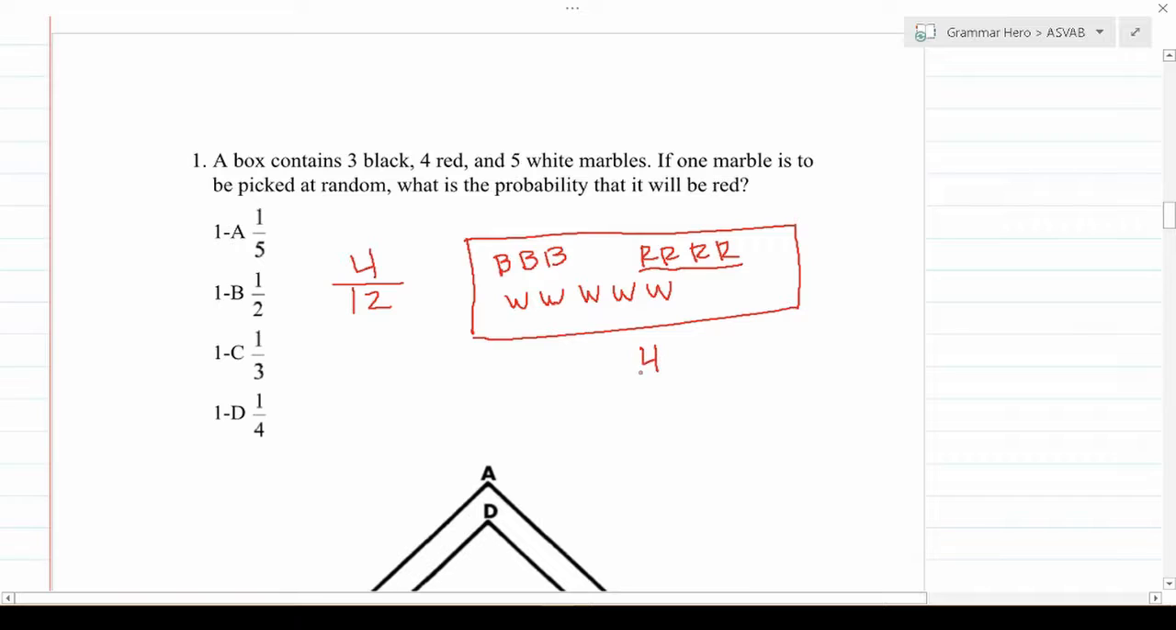To reduce fractions, you ask yourself, what number could go into the numerator, that is 4, and the denominator, that is 12? In this case, it's going to be 4. So I'm going to divide top and bottom, numerator and denominator, by 4 to reduce it. 4 divided by 4, of course, is 1. 12 divided by 4 is 3. So we can see that answer choice is going to be C. So in other words, your odds of picking a red marble are 1/3. Okay?